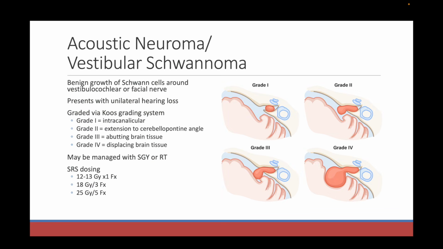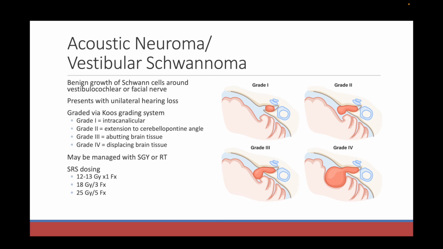Acoustic neuroma, also known as vestibular schwannoma, is a benign growth as well. Similar to meningioma, it's a benign growth of Schwann cells along the vestibulocochlear or facial nerve, often presents with unilateral hearing loss, and it's graded via the Koos grading system.